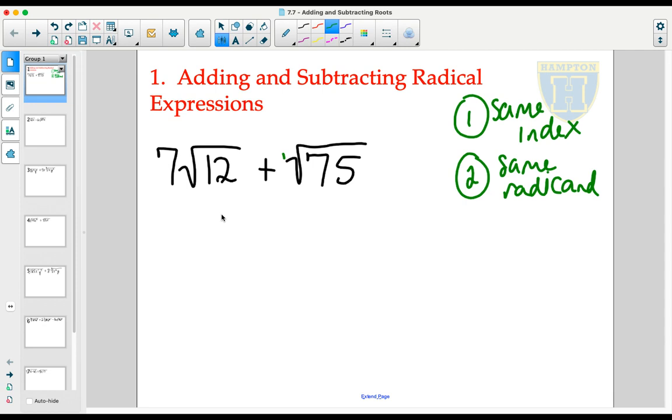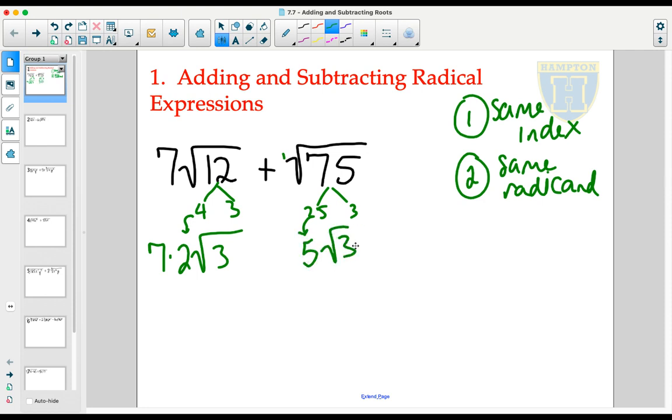We will engage in some process to ideally get those two radicands to match. So we look for a perfect square that goes into 12, and we factor 12 as 4 and 3. So we can say 7 times 2 root 3, taking the square root of the 4. And then over here, we're going to look for the biggest perfect square, which is 25. That's going to turn into the square root of 25, which is 5, leaving us with a root 3.